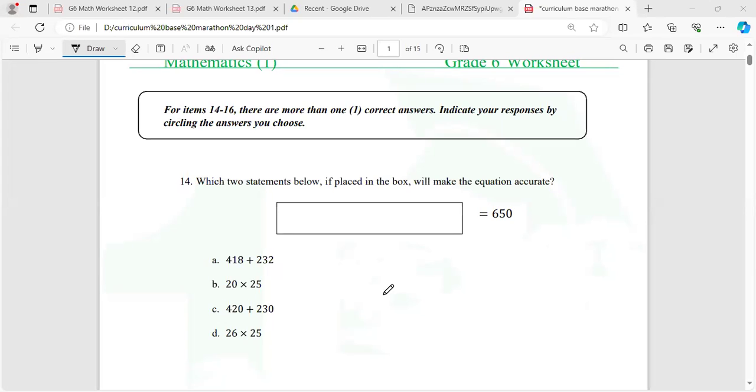Notice it's a statement. This normally comes at, like, from 30 go up, where I have more than one option for the answer. So look and tell me which statements below, if placed in the box, will make the equation accurate. You guys could WhatsApp it to me.